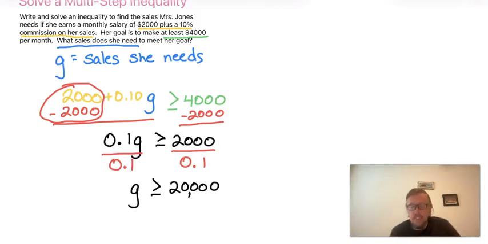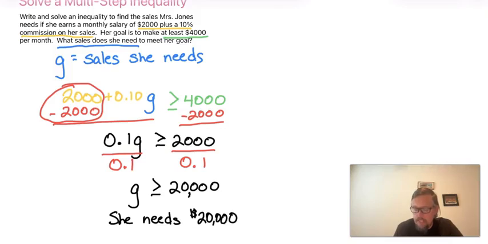What sales does she need to meet her goal? She needs $20,000 in sales. 10% of that, $2,000, is going to be her commission, and then she makes a salary of $2,000 for a total of $4,000.